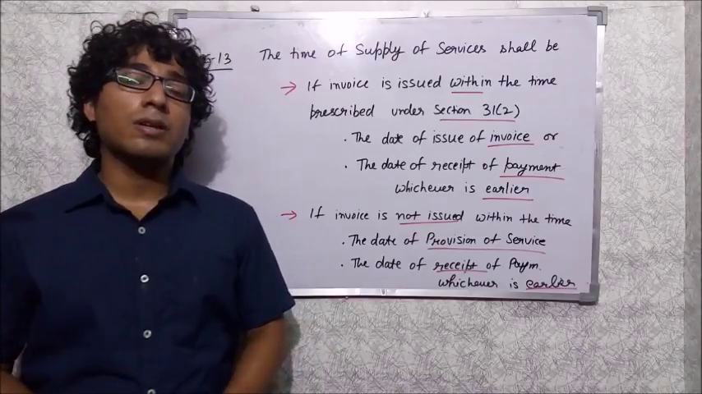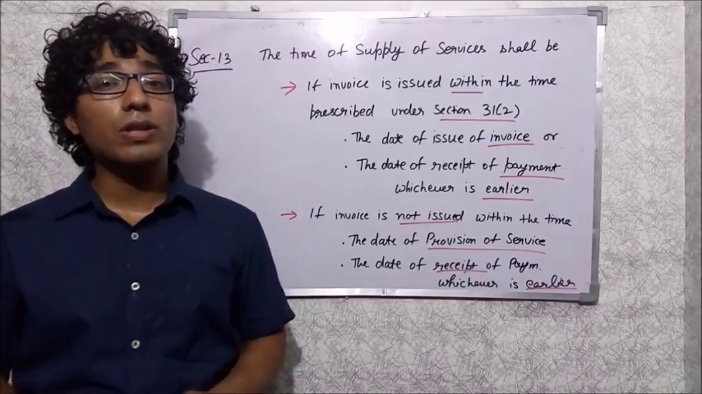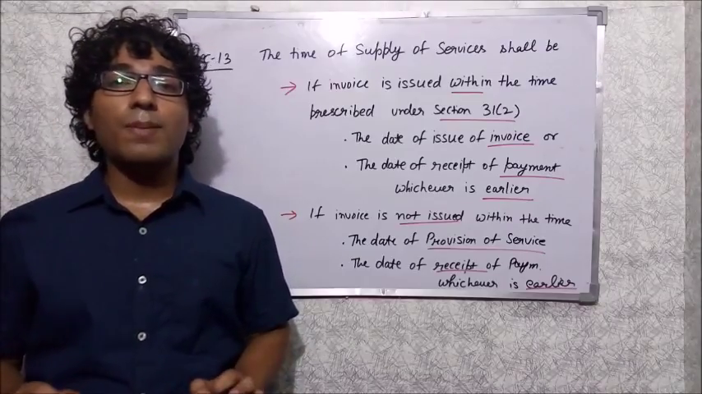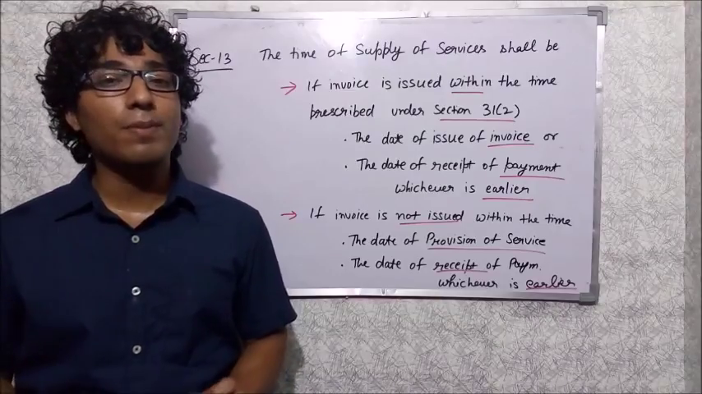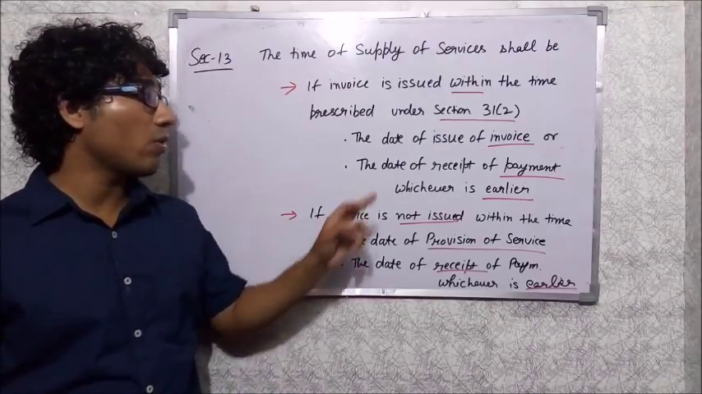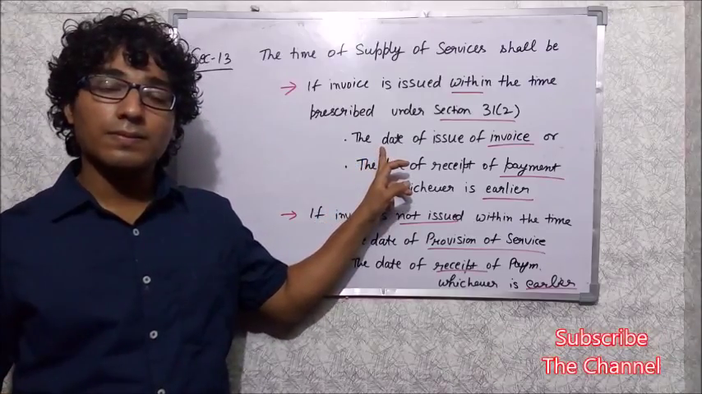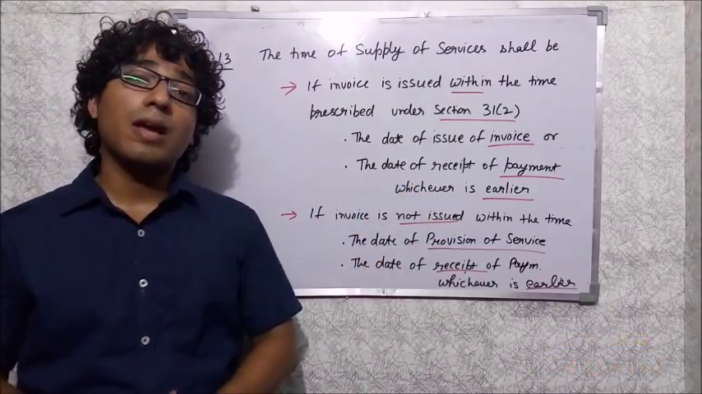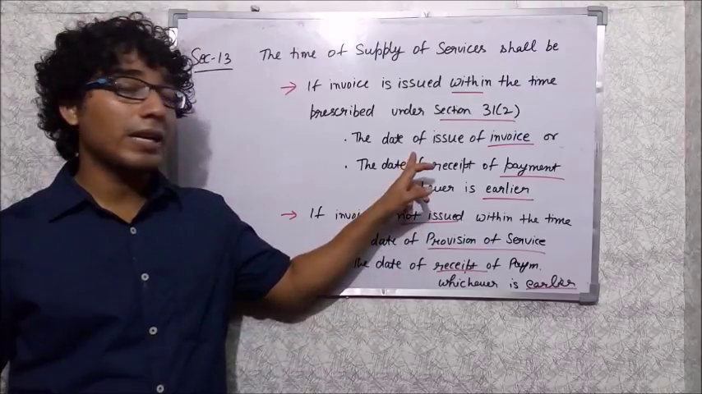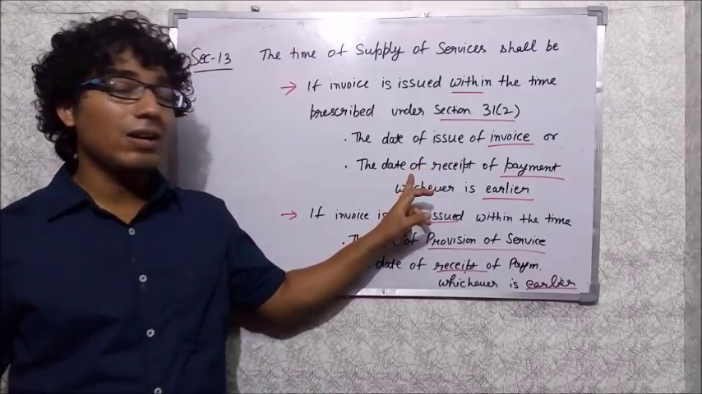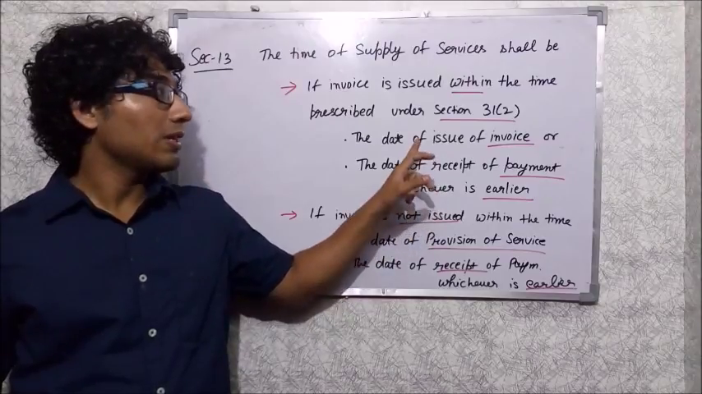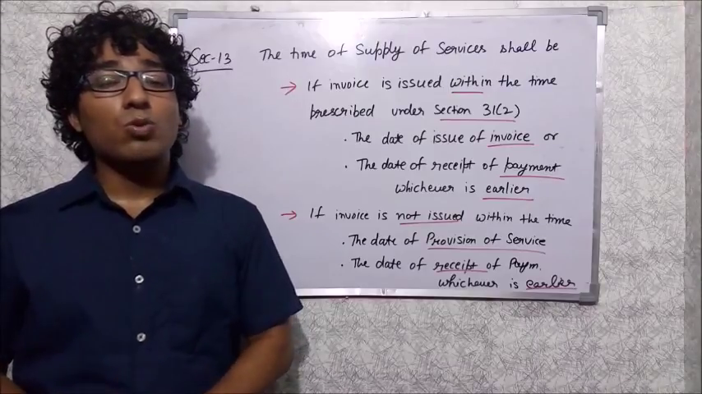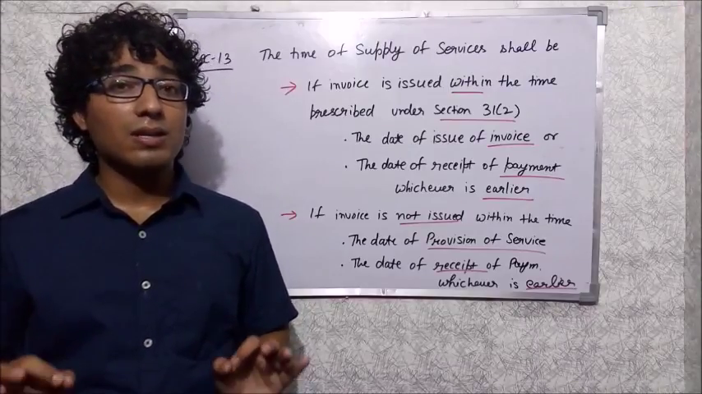In the first situation, when the invoice is issued within the time prescribed under section 31 subsection 2, the time of supply of service, not the goods, will be the earlier of the following: the date of issue of invoice or the date of receipt of payment by the supplier. So the time of supply of service will be the earlier of these two in case the invoice is issued within the time prescribed under section 31 subsection 2.